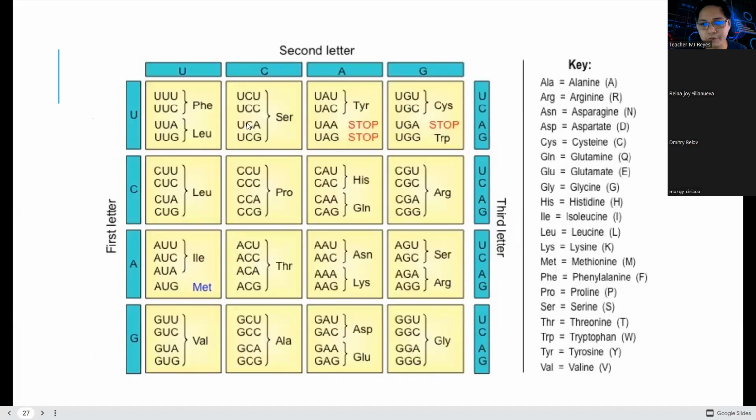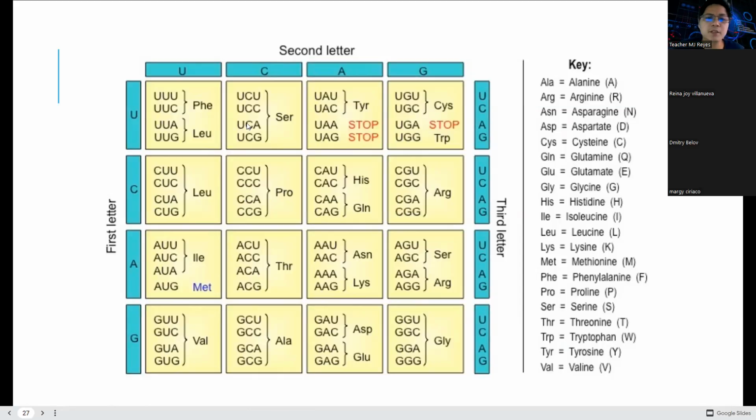Do you have any questions so far? No. Again, points to remember: if you're asked to get a complementary strand out from a DNA template, adenine is always paired with thymine, and cytosine is always paired with guanine. Vice versa. Thymine is always paired with adenine, and guanine is always paired with cytosine.